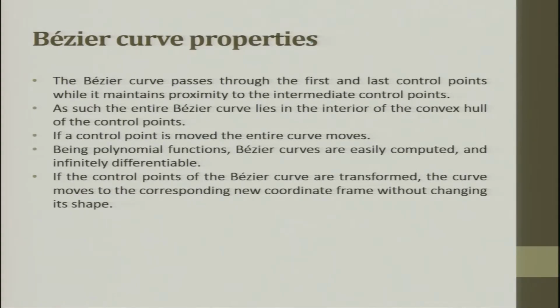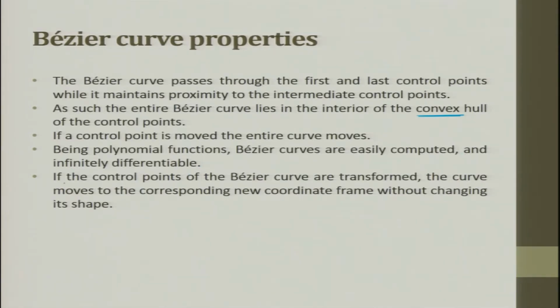Bézier curve properties: the Bézier curve passes through the first and the last control point while it maintains proximity to the intermediate control points. As such, the entire Bézier curve lies in the interior of the convex hull of the control points. This is what we study in mathematics, concave and convex hull. If a control point is moved, the entire curve moves. Being polynomial functions, Bézier curves are easily computed and infinitely differentiable.